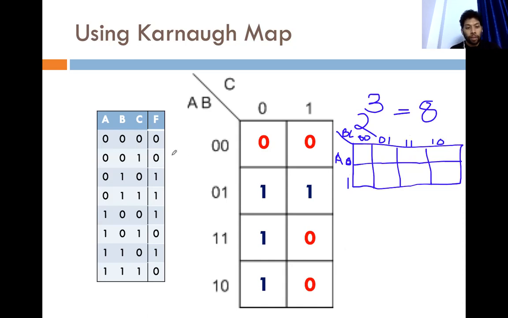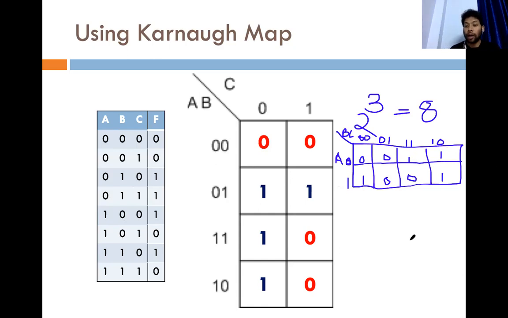Let's see. So 0, 0, 0 is 0. So look out here in this square, it will be 0. And 0, 0, 1 is 0. 0, 1, 0 is 1. 0, 1, 1 is 1. 1, 0, 0 is 1. 1, 0, 1 is 0. This is again 0. 1, 1, 0 is 1. And 1, 1, 1 is 0. Perfect. So there we go.